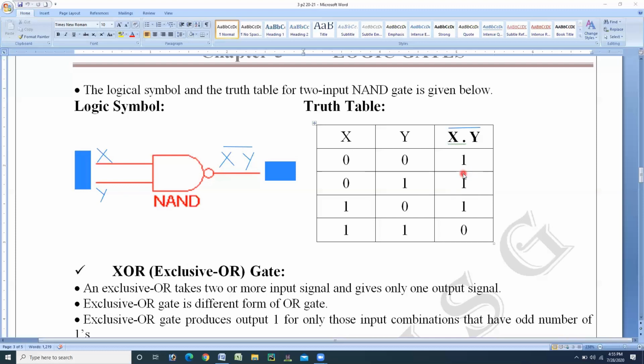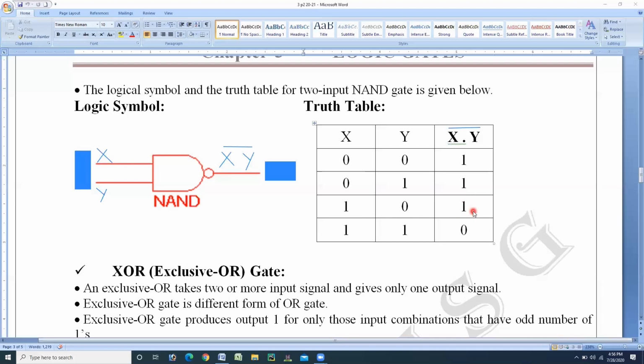Then we'll go for the third input, that is reverse. X is 1 now, Y is 0. The AND gate performs logical multiplication, so 1 dot 0 is nothing but 0. If that is the input for the NOT gate, that is, X dot Y complement becomes 0 complement, which is 1. That's why the third output is also 1.